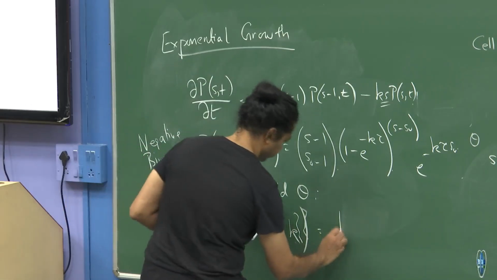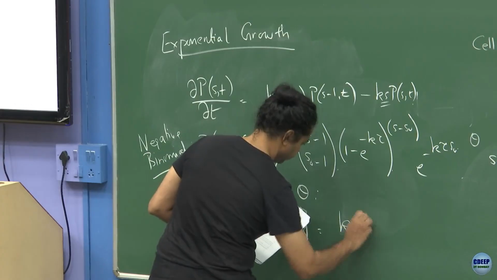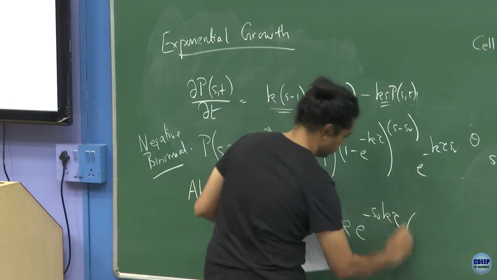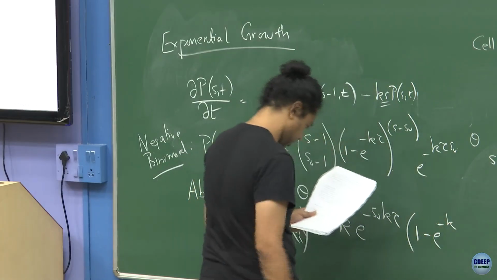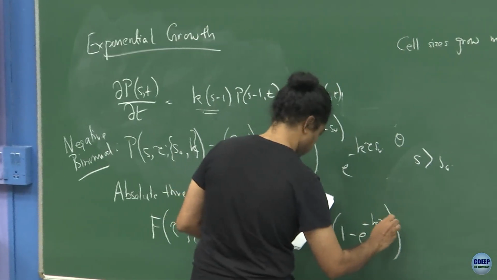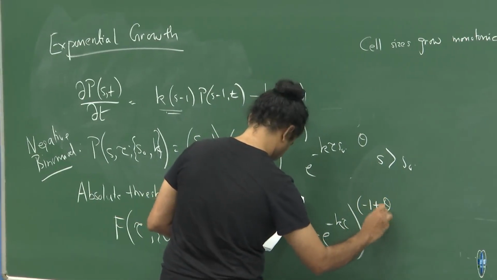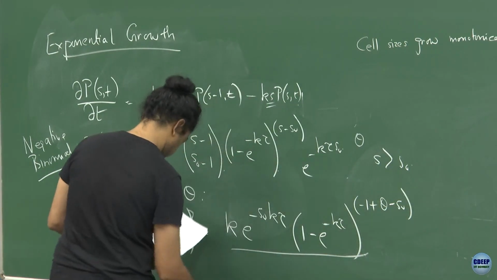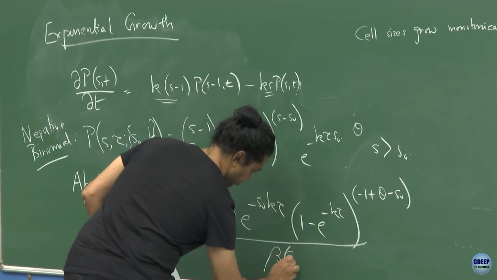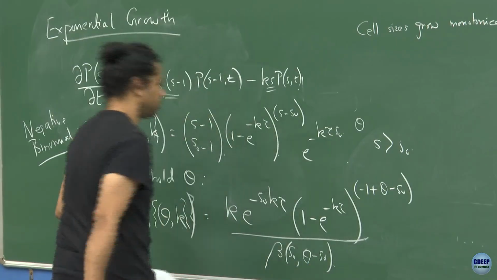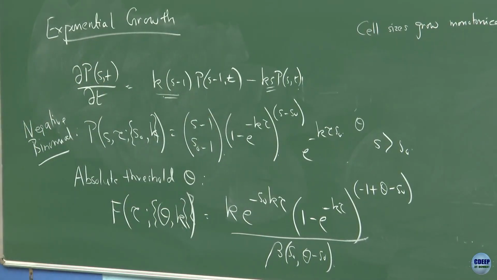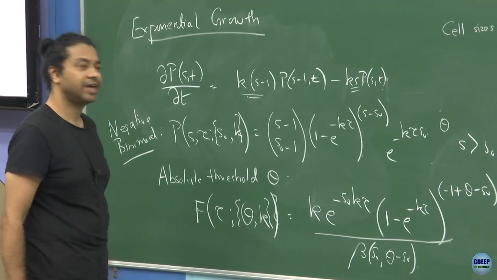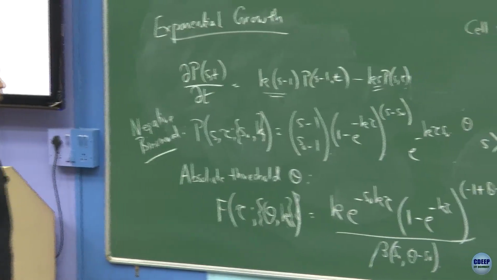And this would be some k e to the power of minus S naught k tau, 1 minus e to the power of minus k tau, to the power of minus 1 plus theta minus S naught, I the beta function, S naught. So again, I'm not doing the intermediate steps, but this one and the papers it refers to have the full detailed calculations, which you should try and work out.